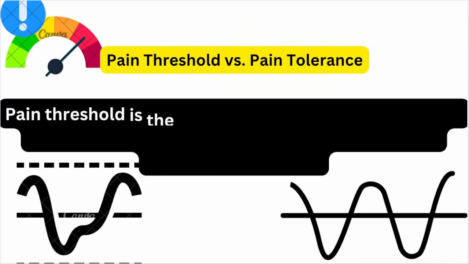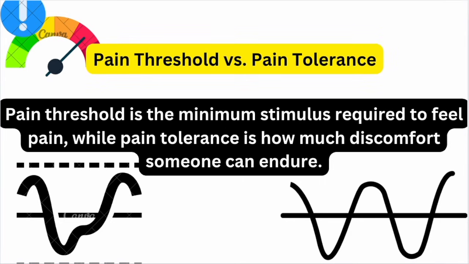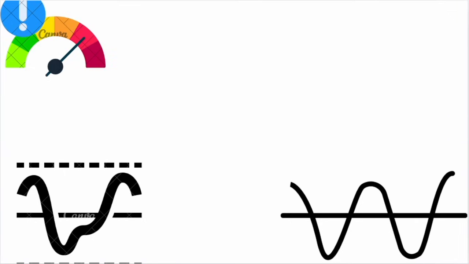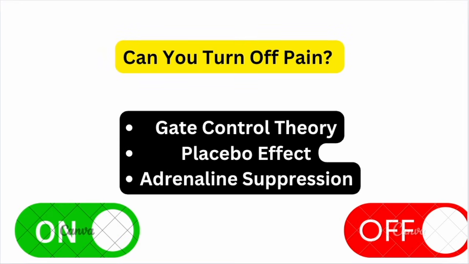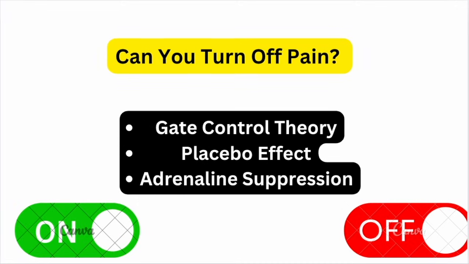The pain threshold versus pain tolerance. Pain threshold is the minimum stimulus required to feel pain, while pain tolerance is how much discomfort someone can endure. Can you turn off pain? We will go over the gate control theory, placebo effect, and adrenaline suppression.